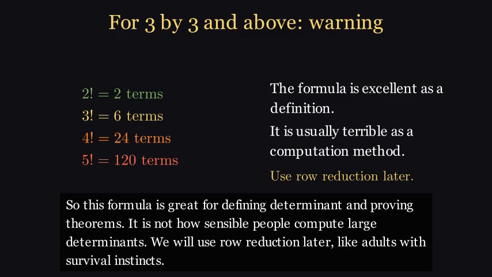So this formula is great for defining determinant and proving theorems. It is not how sensible people compute large determinants. We will use row reduction later, like adults with survival instincts.